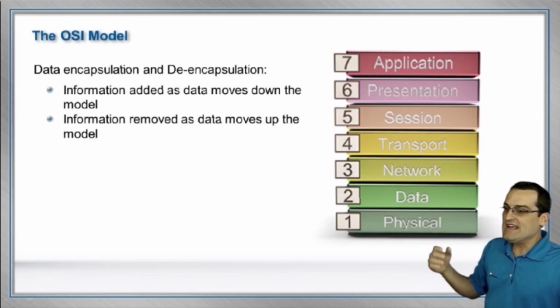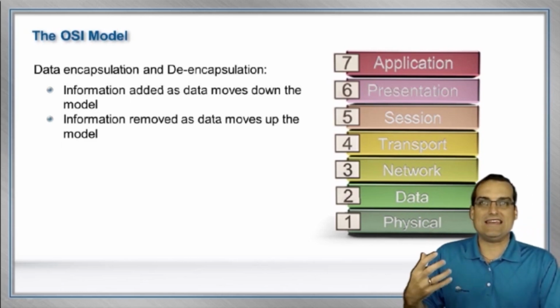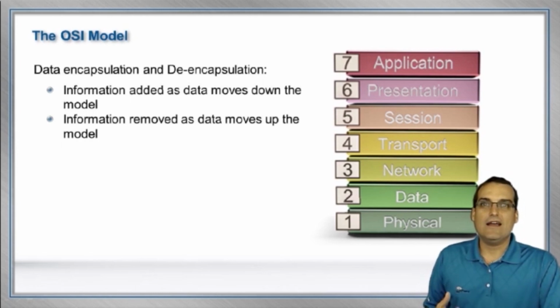So you can see that as the data makes its way down the OSI stack, information is added so that the network devices can transport that data, and this is called encapsulating the data. We are adding information to it.